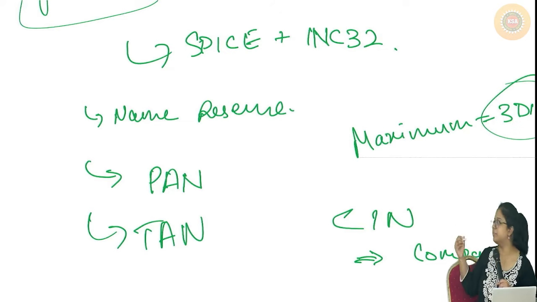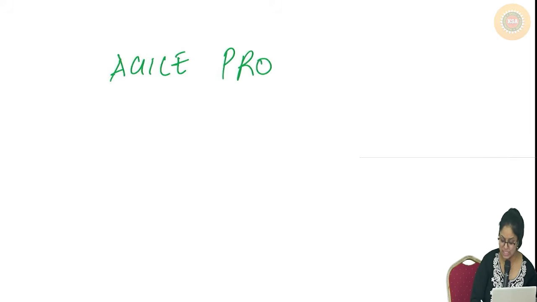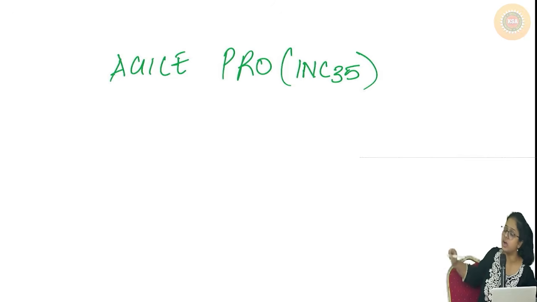Okay. There's one more topic also. I'll just tell. If you understand, you remember. Otherwise, it's a very big topic. Practically, the kaatna da puriyum. Now, because of lack of time, I'll not be able to show it. There's something called as Agile Pro, which is also another form number. INC35 னு சொல்லிட்டு இட்ஸ் கால் அஜைல் ப்ரோ.